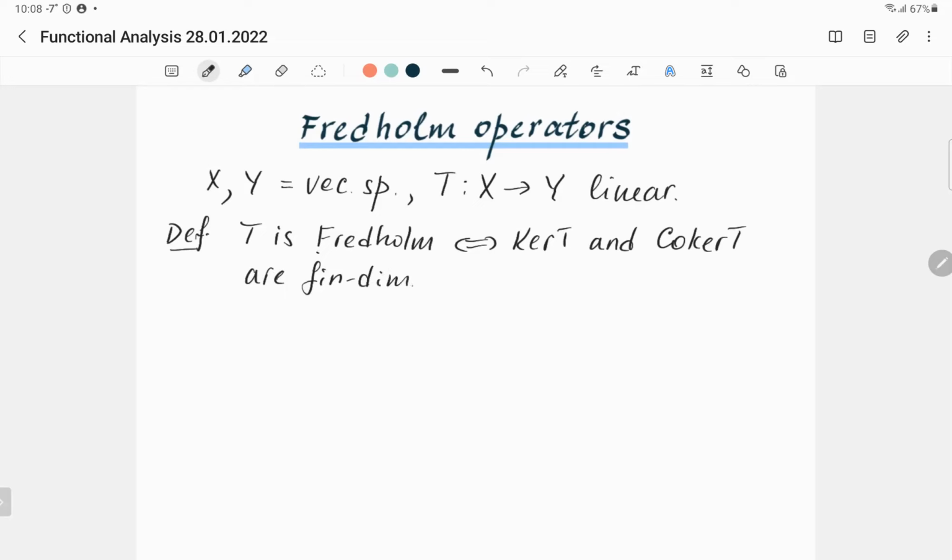So you see that the definition is purely algebraic. It makes sense for any linear operator between arbitrary vector spaces. But of course, we will be interested in this notion in the context of functional analysis. So we will be interested in the situation where X and Y are Banach spaces and T is bounded. Also, for each Fredholm operator, we introduced the index. So the index of T is, by definition, the dimension of the kernel minus the dimension of the co-kernel of T.